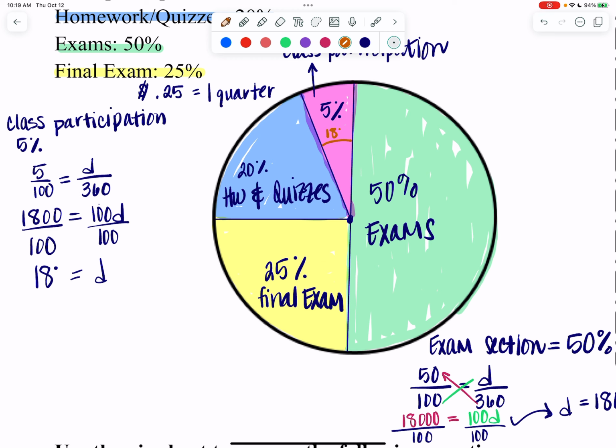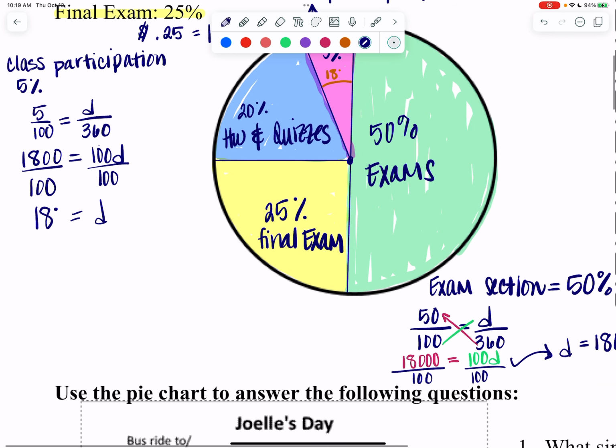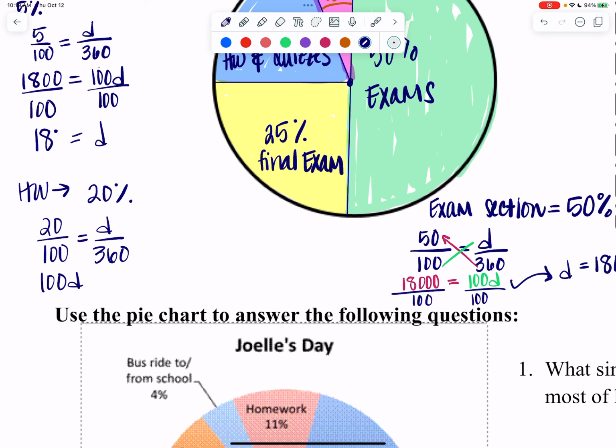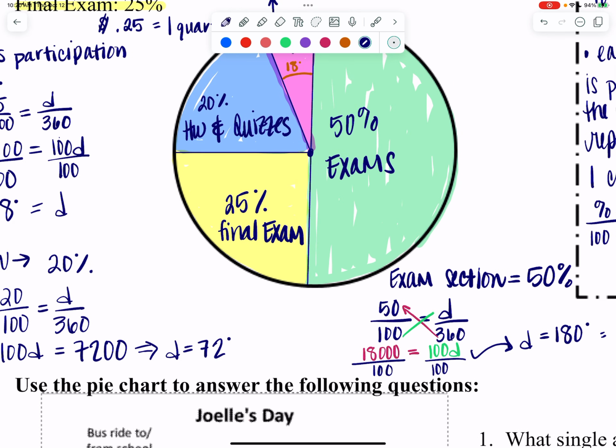Homework and quizzes. There we go. Took up 20%. So I would do 20 over 100 is degrees over 360. That means 100d should be 7,200, but we're going to double check, because my mental math is more than slightly lacking. If I divide by 100, it tells me that this piece in here should be 72 degrees, if we wanted to draw it accurately.